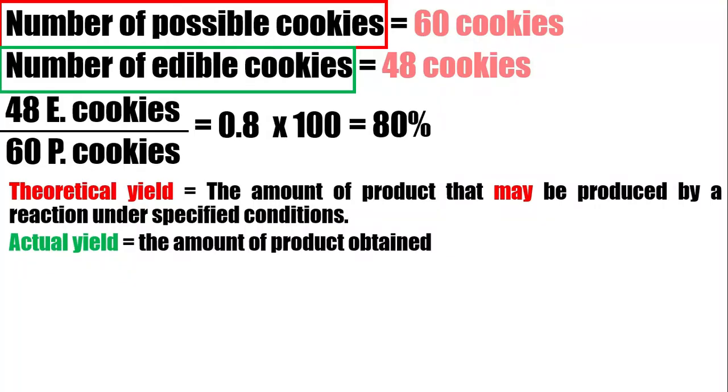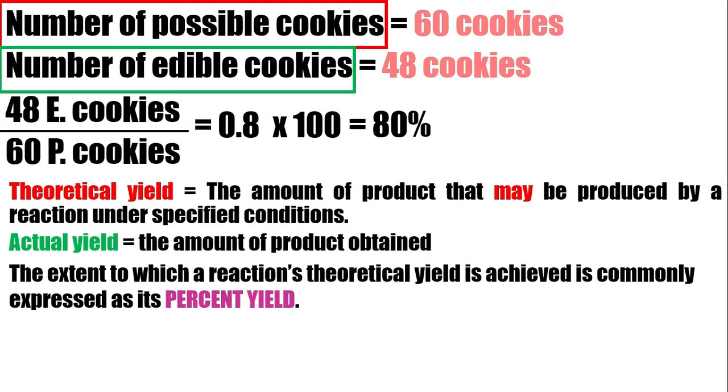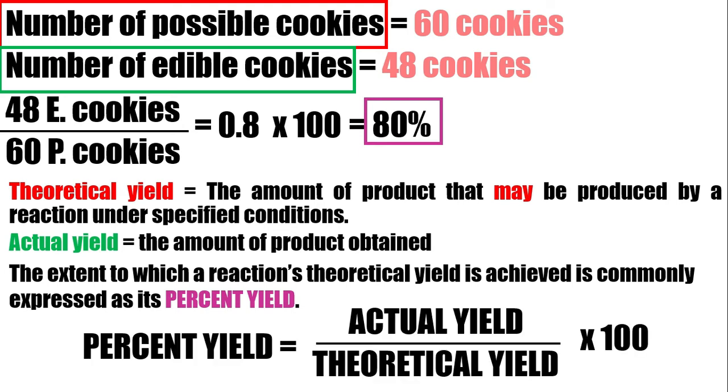So in theory, you should have 60 cookies, but a sheet or a dozen burnt, so you now have just 48 cookies. Then remember, we get the ratio between the edible cookies and the possible cookies and multiply it to 100. That is called the percent yield. The percent yield is the extent to which a reaction's theoretical yield is achieved, and that is the 80%. Therefore, the formula for percent yield will be actual yield over theoretical yield times 100.